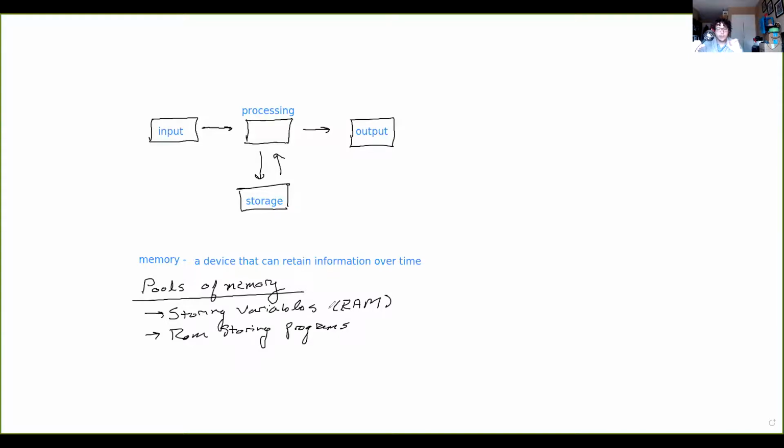Now this hasn't always been the case, and there's a lot of examples of different storage devices that are not contingent upon the computer. The program is not stored inside of the computer. So, for example, let's go back to.